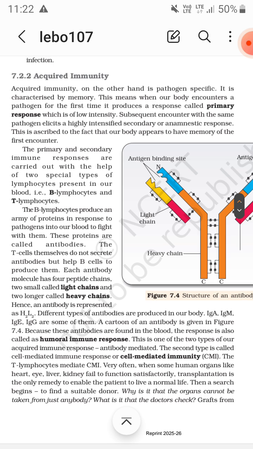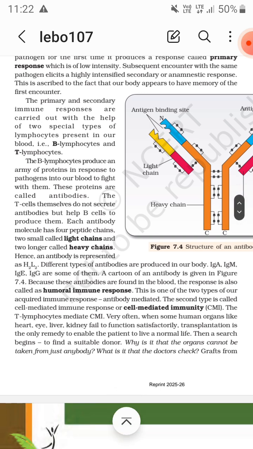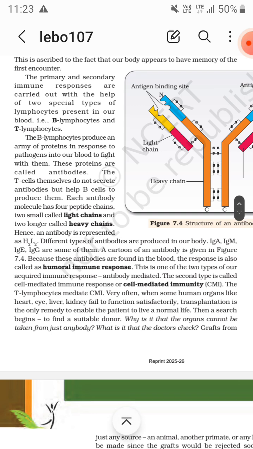This is the reason primary and secondary immune responses are carried out by two special types of lymphocytes present in our body: B lymphocytes and T lymphocytes. B lymphocytes produce an army of proteins in response to pathogens in our blood to fight them. These proteins are called antibodies, and T cells themselves do not secrete them but help the B cells to produce them.